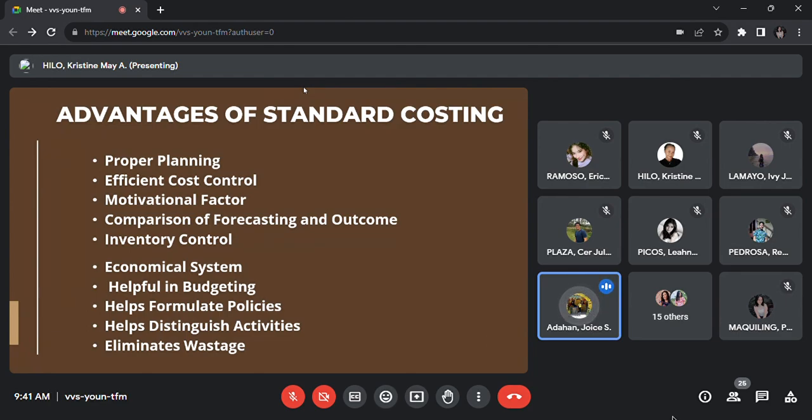Next is helps formulate policies. Helps formulate policies is accurate and reliable data, engagement with stakeholders, and decision makers, and a commitment to evidence-based decision making.